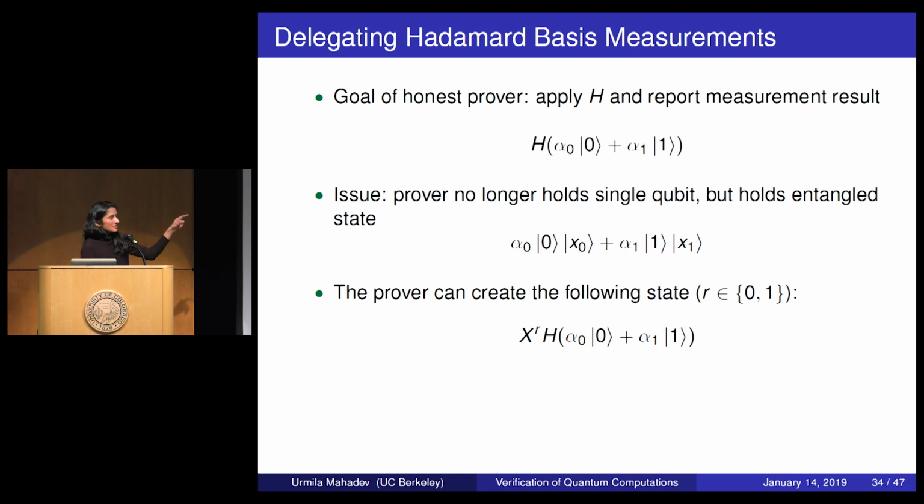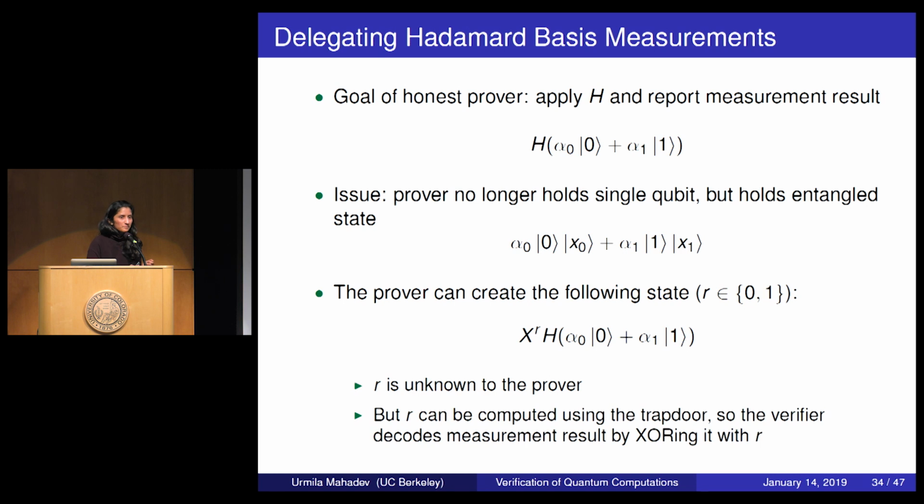And the reason that this is still an encoding, so he hasn't broken this claw-free encryption, is because the prover can perform this mapping, but in a way where R is essentially uniformly random to the prover. So he has no idea what R looks like. But the really nice thing here is that now the quantum prover can just measure that state, and he can hand back the measurement result to the verifier. And all the verifier has to do is XOR the result with R. And the verifier can compute R using the trapdoor, because R will be a function of x0 and x1. So in this way, the prover and verifier can collaborate in order to get this Hadamard measurement done.